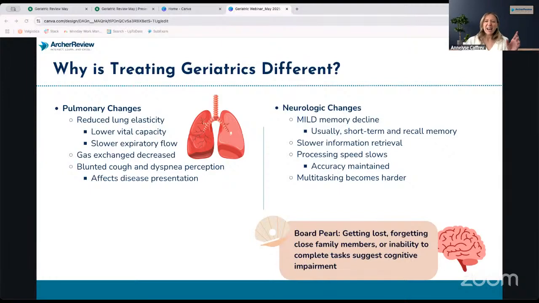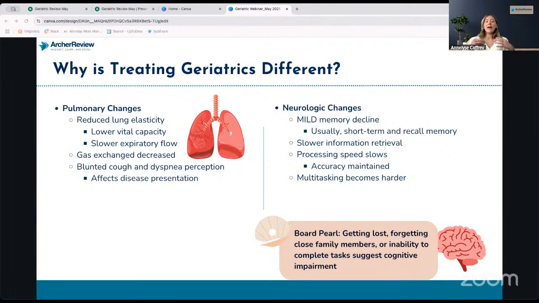Pulmonary changes, lungs get less elastic. So imagine a rubber band you've left out in the sun. It doesn't pull and bounce back normally like it does. That's what happens with our lungs as we age, especially those that have had a lot of environmental risk factors or they smoked. That elasticity decreases.